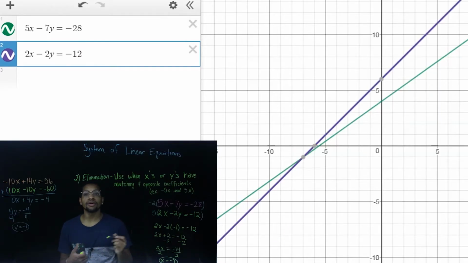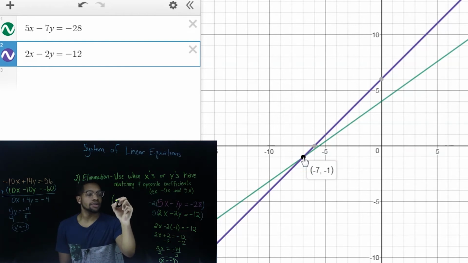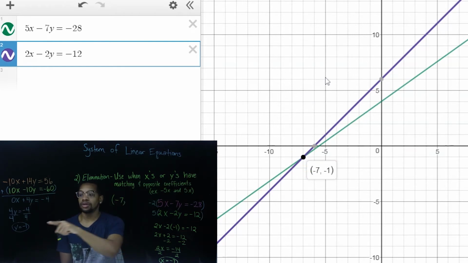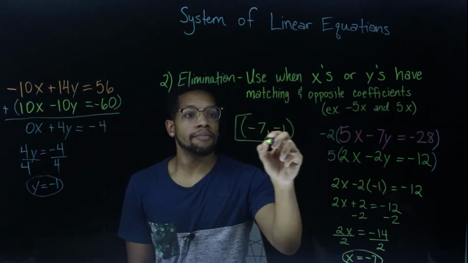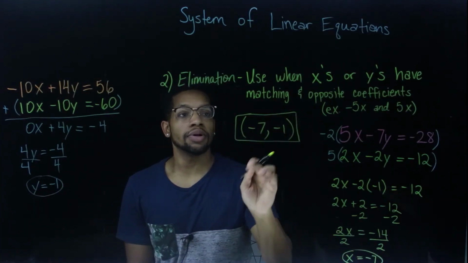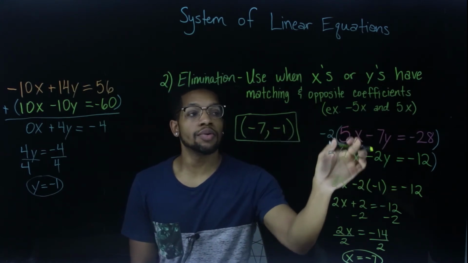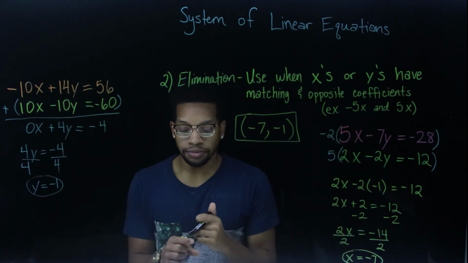All right, and so our final answer will be x comma y. So it's gonna be -7 comma -1. And if you want, you can check it by plugging in the x and the y into both equations, and it should work out.